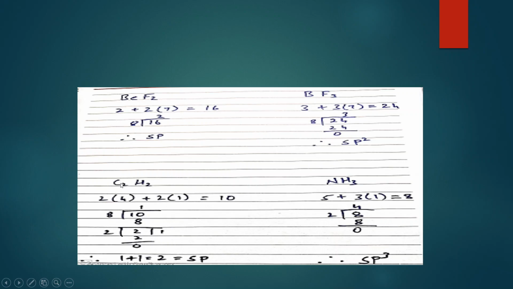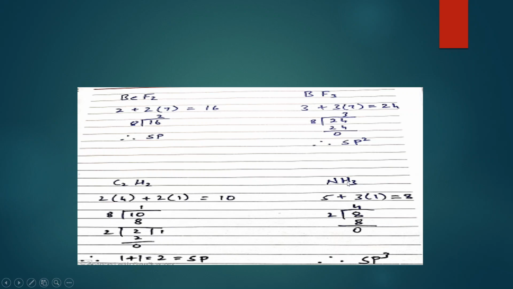C2H2. See, there are 4 valence electrons in carbon and 1 valence electron in hydrogen, that sums up to 10. So 10 is greater than 8, less than 54, so divided by 8. 8 into 1s are 8, 2 remaining. 2 is less than 8, so divided by 2 again. So the quotient is 1. Add the quotients of the both. It is 1 plus 1, that is 2. That means 2 orbitals are involved and it is sp hybridization.